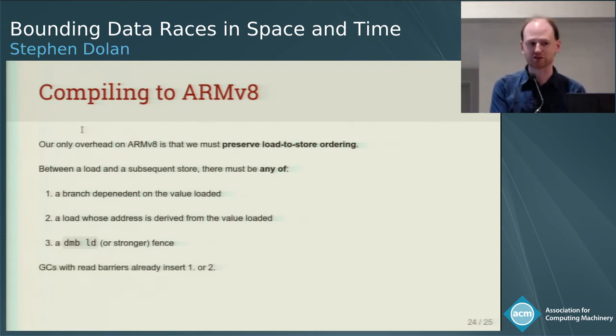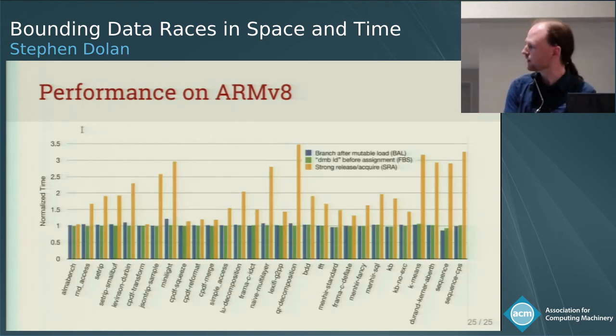Conveniently, if you're writing a garbage collected language and you already have read barriers, then those will tend to include either one or two already. But still, this is the major source of measurable overhead of our approach, and here the overhead is still very low. The blue and green bars show two different compilation schemes for our memory model, compared to compiling everything as strong release acquire, which has up to 3.5 times slowdown on some benchmarks, and our memory model is mostly within measurement noise for overhead.